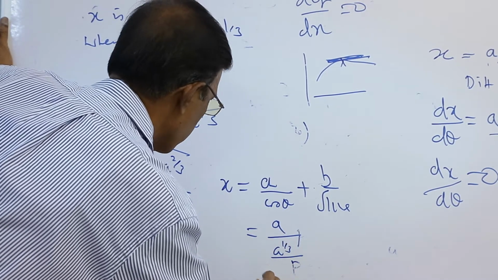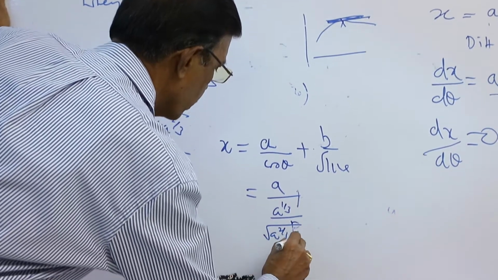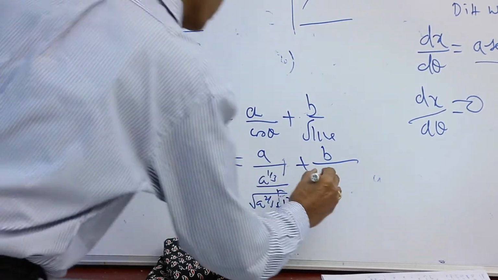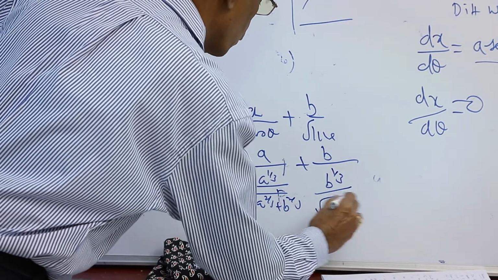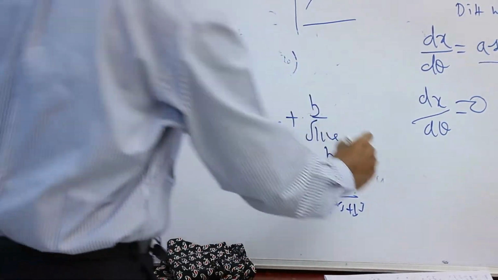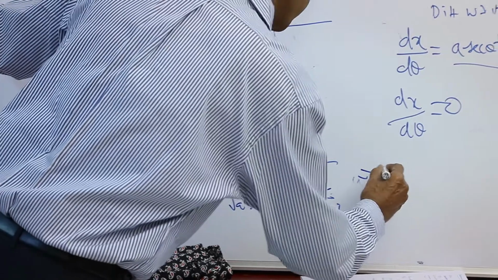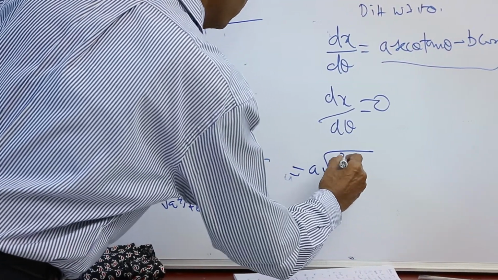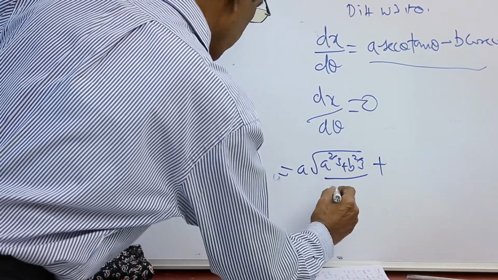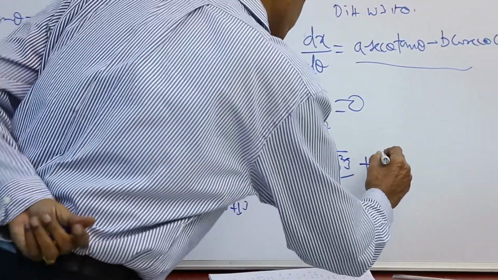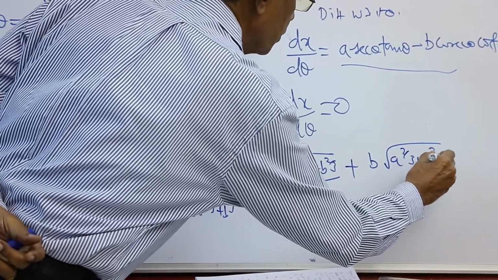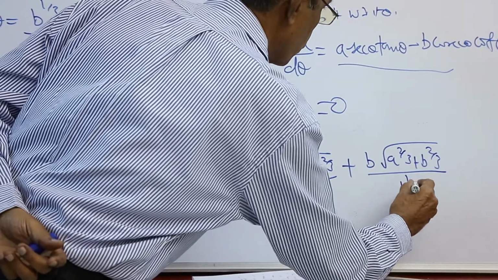a power 1 by 3 divided by root of a power 2 by 3 plus b power 2 by 3, plus b by sin theta will be b power 1 by 3 by root of a power 2 by 3 plus b power 2 by 3. This goes to the numerator. So what happens here? A into root of a power 2 by 3 plus b power 2 by 3 divided by a power 1 by 3, and this will be b into root of a power 2 by 3 plus b power 2 by 3 divided by b power 1 by 3.